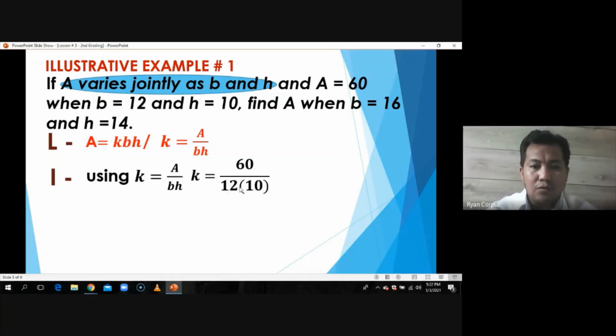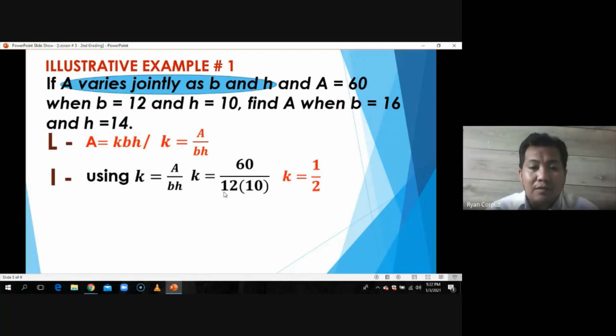i-multiply ito na 60 times 12 over 10, 12 times 10 na 120, or pwede kang gumamit din ng cancellation. So you can cancel here 60 and 10. So magiging 6 na lang matitira dito, magiging 6 over 12. Cancel mo yung 6 and 12, magiging 1 over 2. So that's why magiging value ng K natin is equal to 1/2.